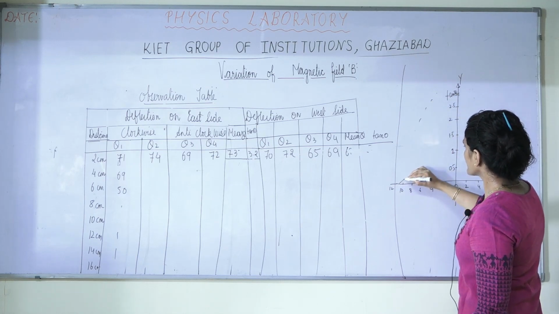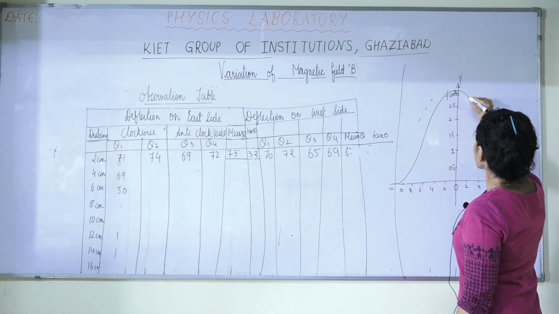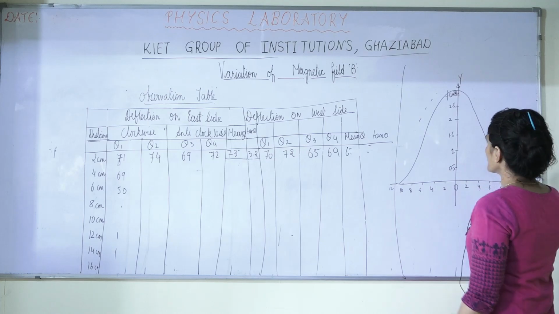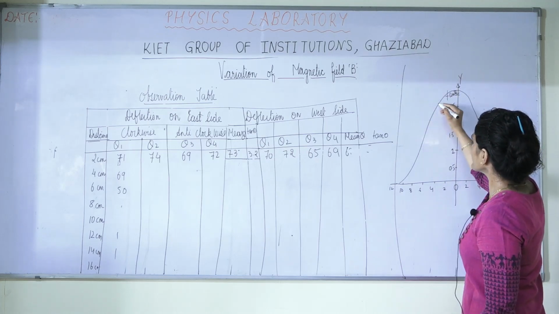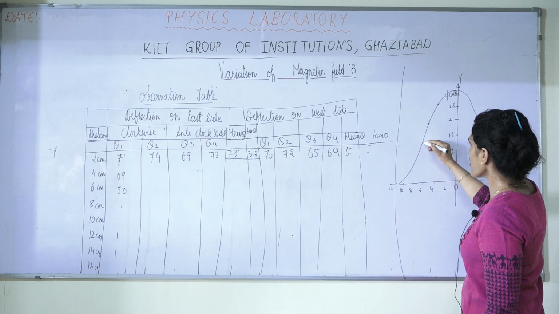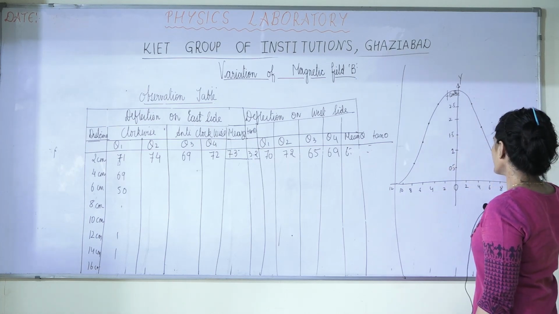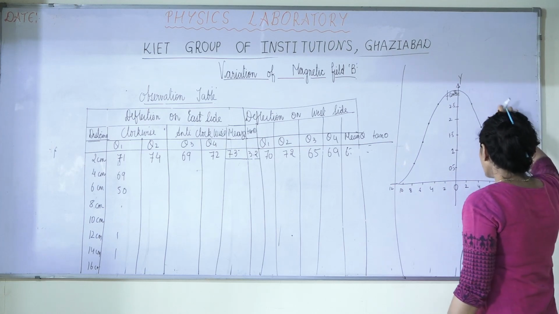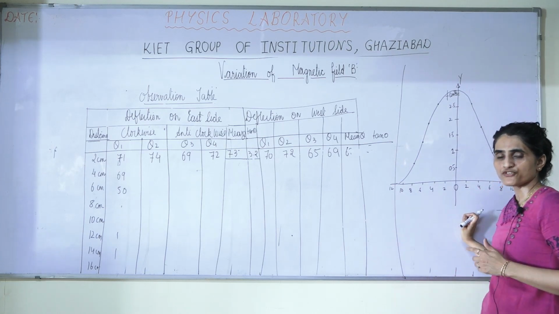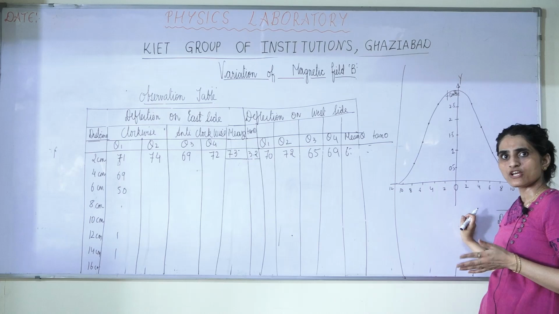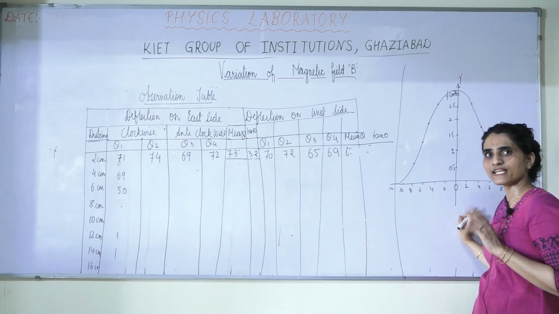If I draw a graph with a free hand, not joining the points, I will get a pattern of this sort. And never join point to point. While drawing a graph, never join point to point, always draw the graph with a free hand.